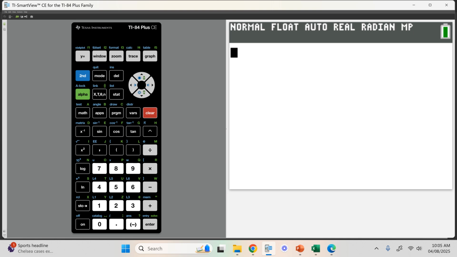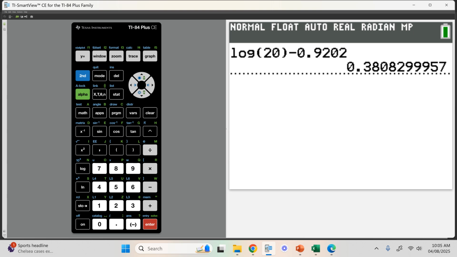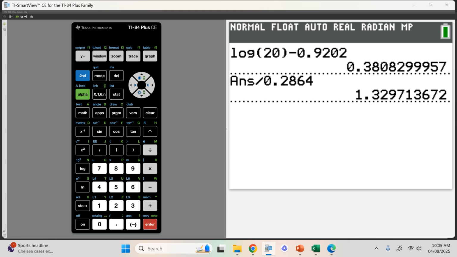So calculators. We have log 20, close your parentheses, minus 0.9202. We get that lovely decimal. I'm not going to round it. I'm not going to retype it. What I can do is take that and divide it. See how it says ANS? It's taking your answer. I'm going to divide it by the 0.2864, like that. And then I can round that to about 1.33.